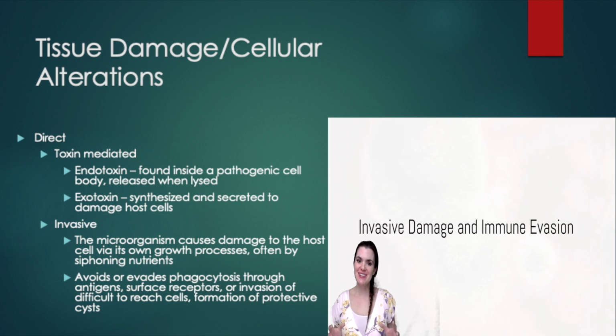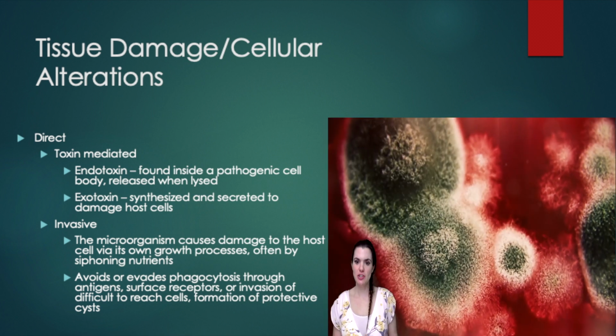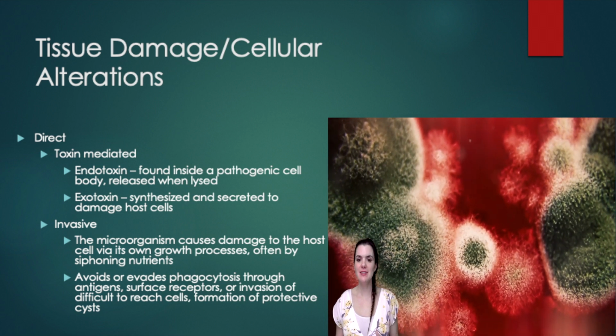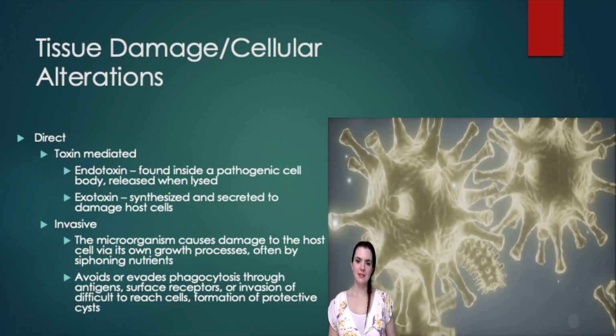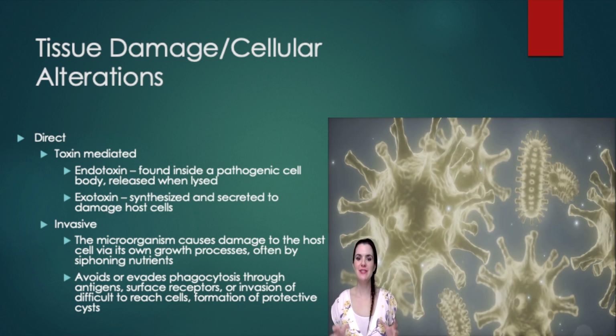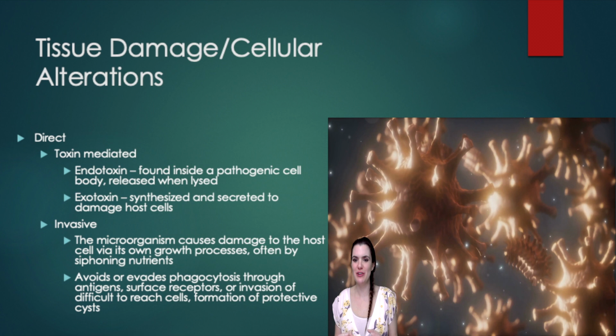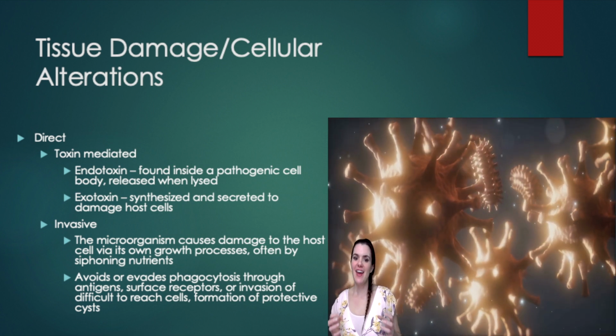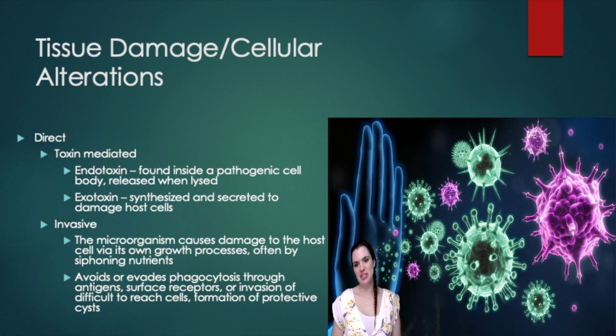Invasive damage is another type of direct tissue damage. In this case, the microbe causes damage to the host cells via its own growth process. This often involves atrophy of the host tissue through siphoning and use of the nutrients and oxygen by the microbes, leading to ischemia and infarction and death of the tissue.